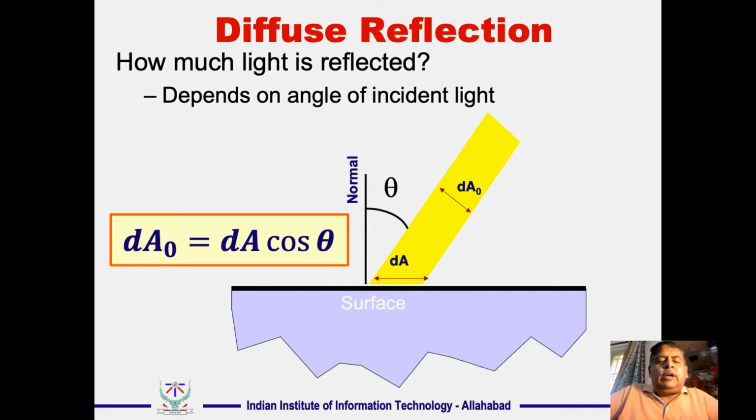Now, assuming the conservation of energy, we can see that the beam having an intensity I, multiplied by the total area which was dA naught, will be equal to the final intensity, which is dA times I prime. Now I prime will reduce by the cosine term, or the intensity will drop by cos theta.